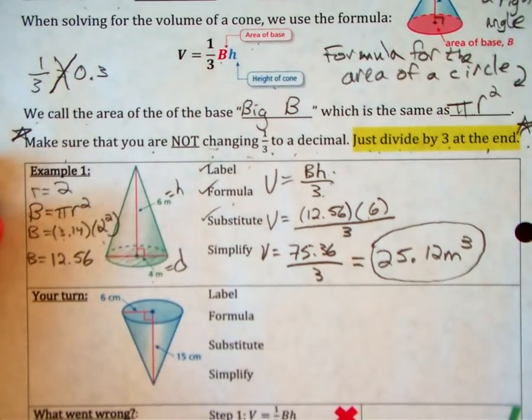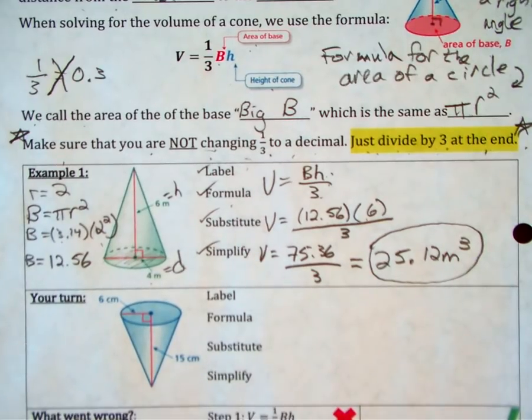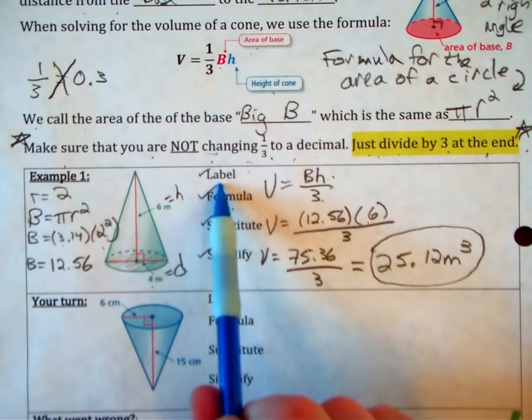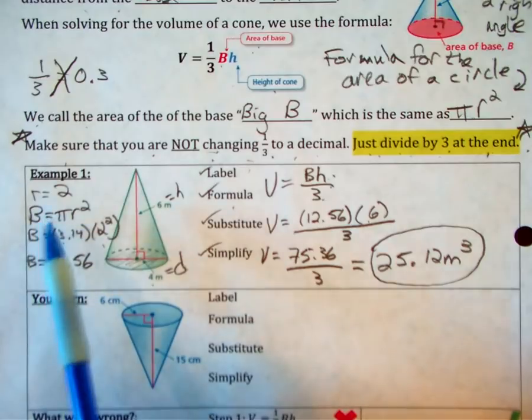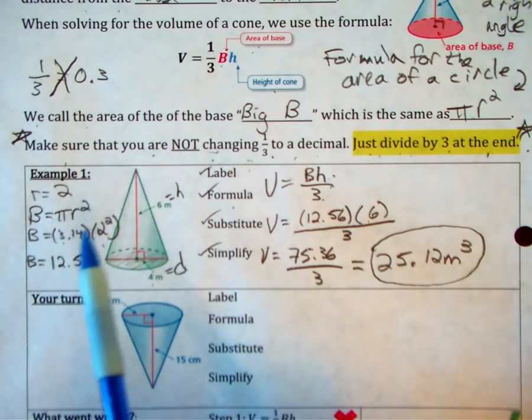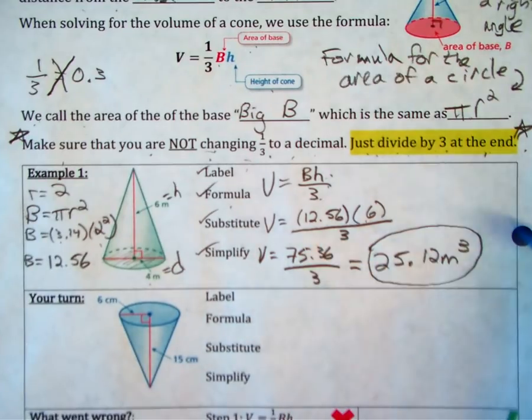Again, if you have any questions or need any clarifications, please do ask. Just pause it, raise your hand. I am there to assist. Make sure that you are labeling first. You can put the labels on the side if you'd like. Find that big B, which is your area of the base. Plug it into your formula, and it's literally just 2 steps.